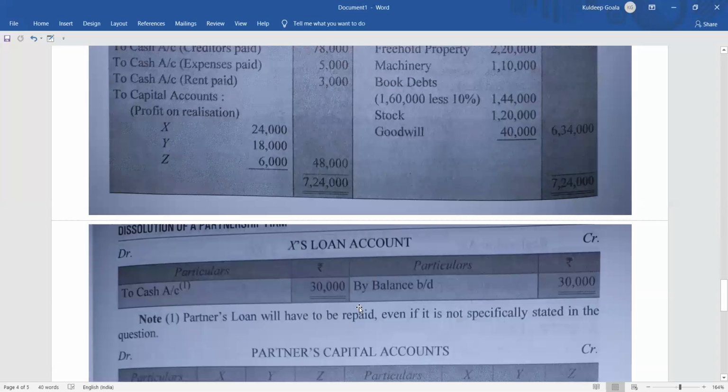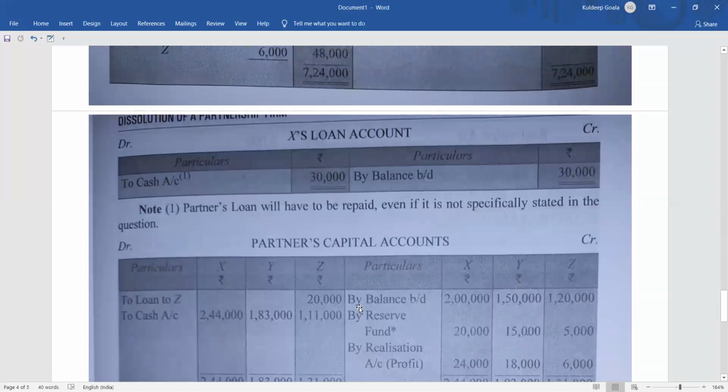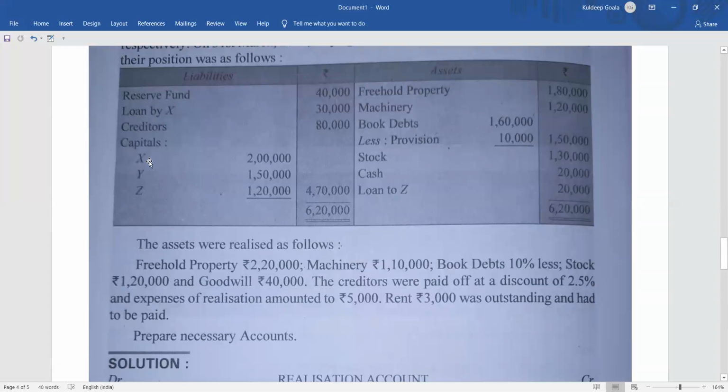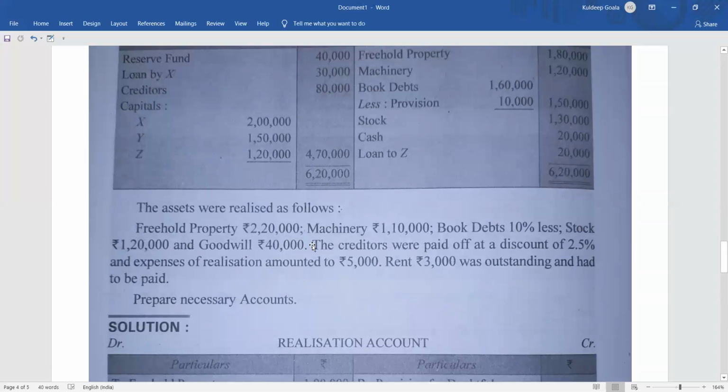Now let's continue with the next one. Realization account is over, X loan account is over. Now the third one is our partners' capital account. We'll make it and transfer the opening balances first. The opening balances of X, Y, and Z are 2 lakh, 1,50,000 and 1 lakh 1,20,000, right?